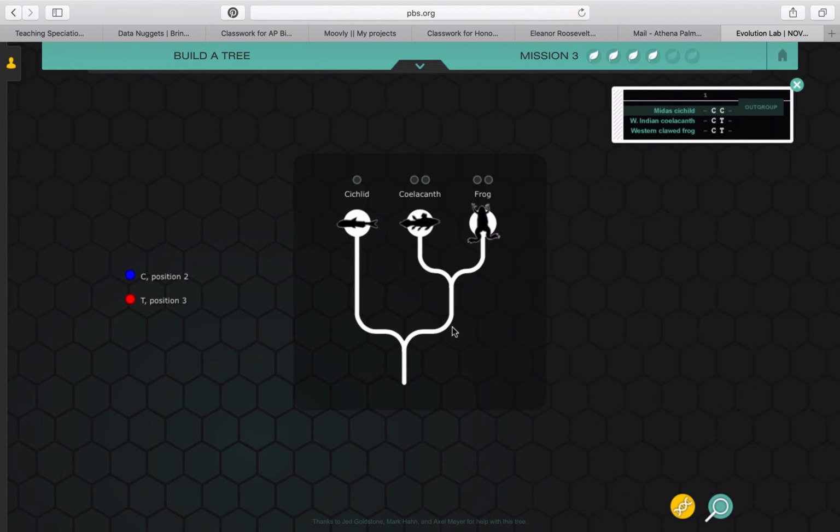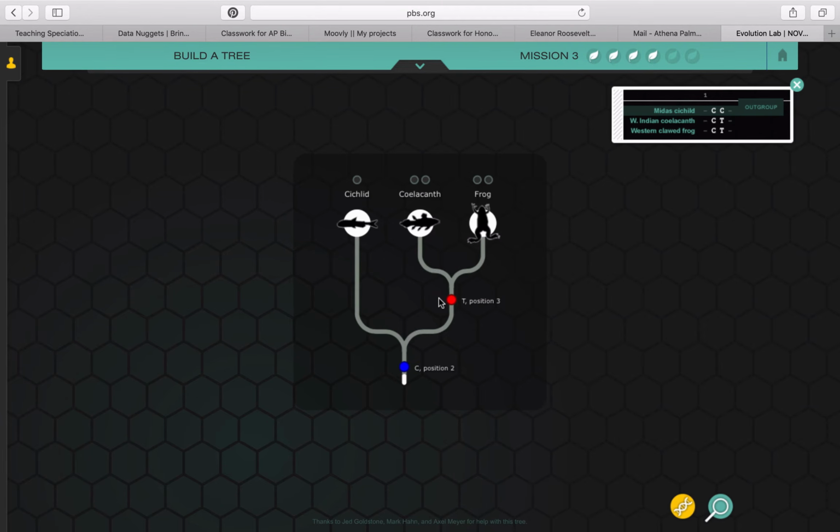And now, instead of adding the physical characteristics, the morphology, to help us determine what the common ancestor had, we're now looking at the DNA. So the common ancestor right here at position 2 had cytosine. So cytosine was found there. And then we had a speciation and branching event. Cichlids went one way, and then this diverged into the other groups over here. So everything after this point is going to have C in position 2.